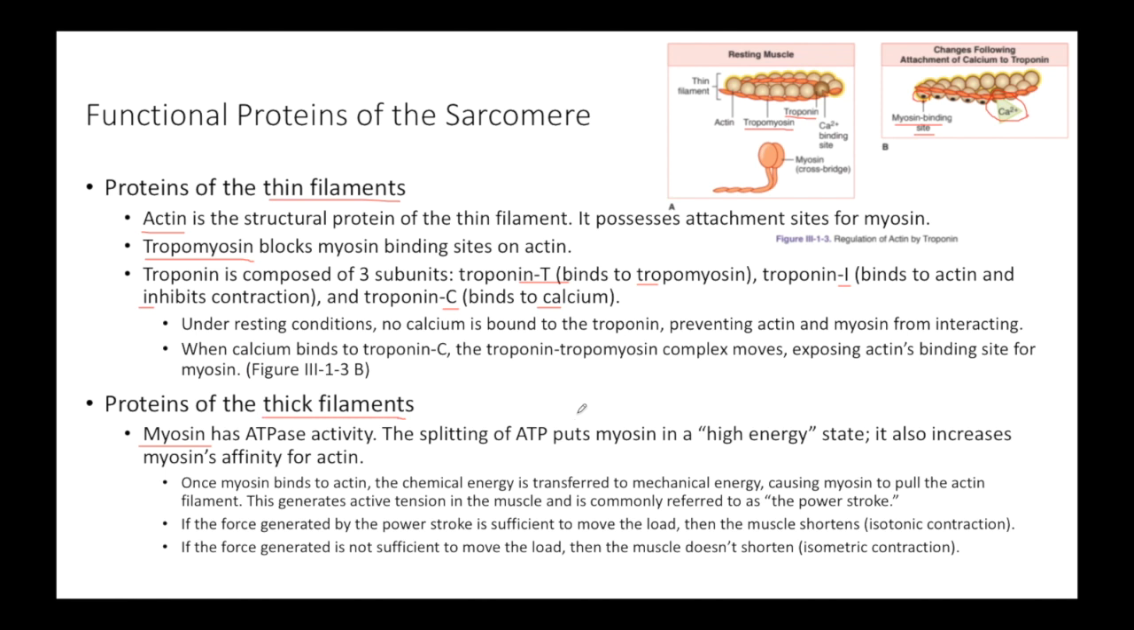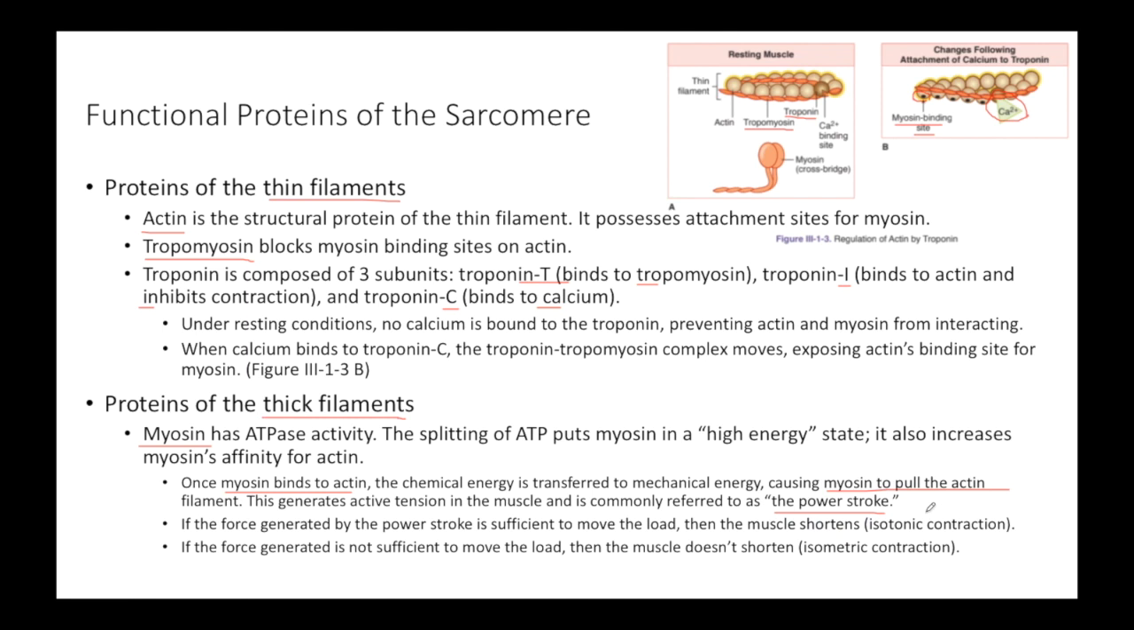So I mentioned that the binding sites have been exposed. So once they're exposed, myosin can bind to actin, and then the energy formed in that interaction causes the chemical energy to transfer to mechanical energy, where myosin gets to pull the actin filament and create tension in the muscle, and this is what's referred to as the power stroke.